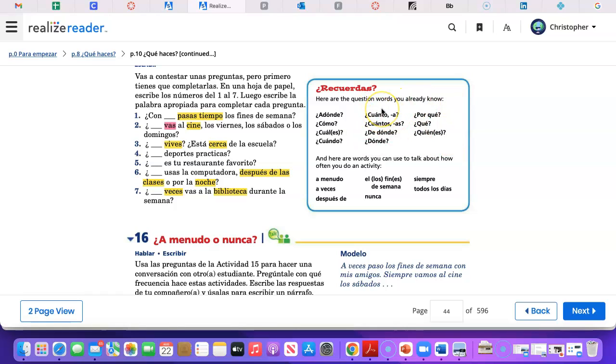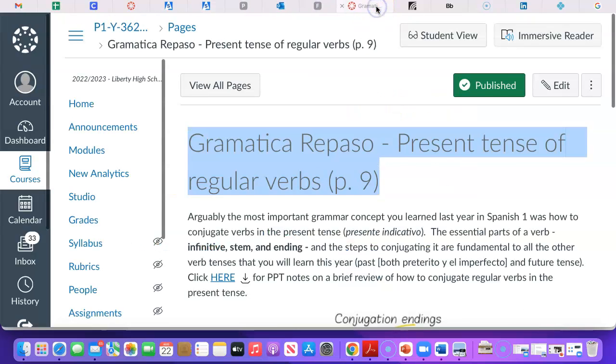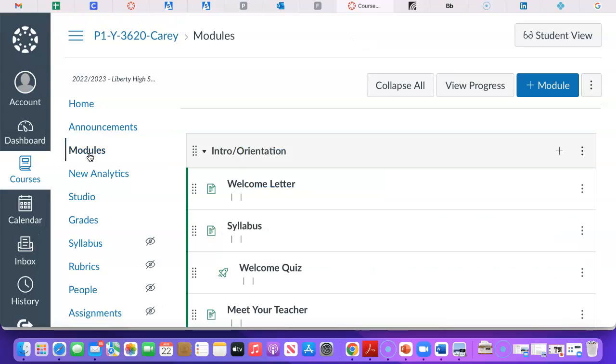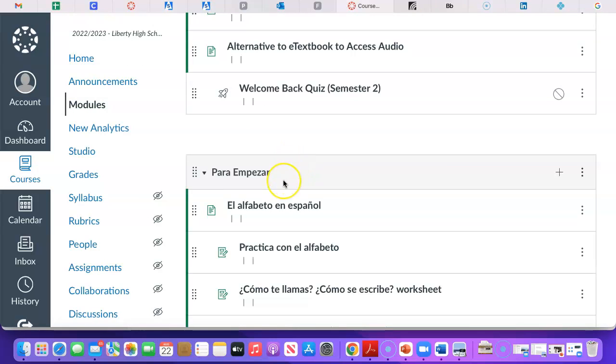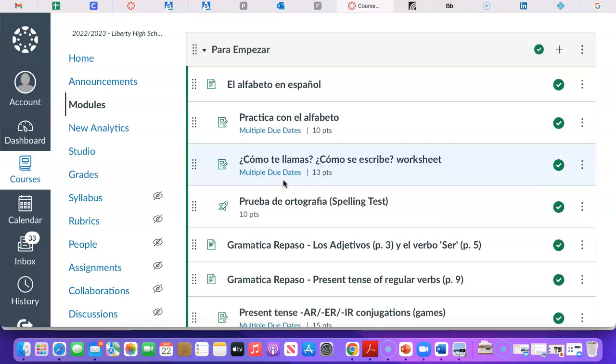All of these, in terms of the English translation, are outlined in the module that we're working under. Remember, we're done with the intro orientation module now, and we're working in the Para Empezar module. It's kind of just to get started here. This first month, just doing a general overview before we really dive into new stuff.